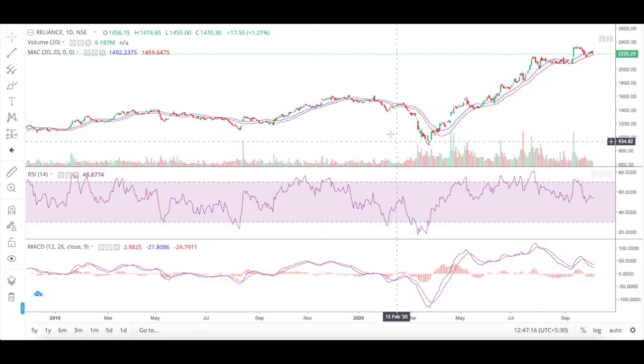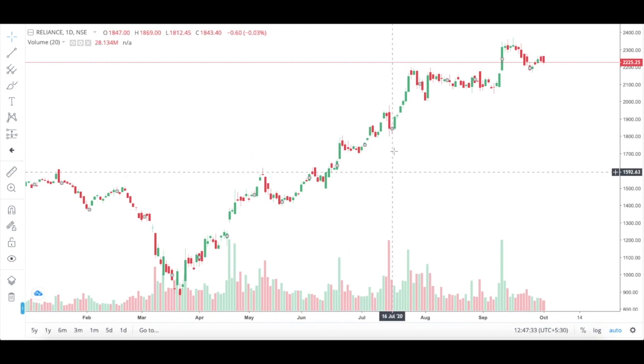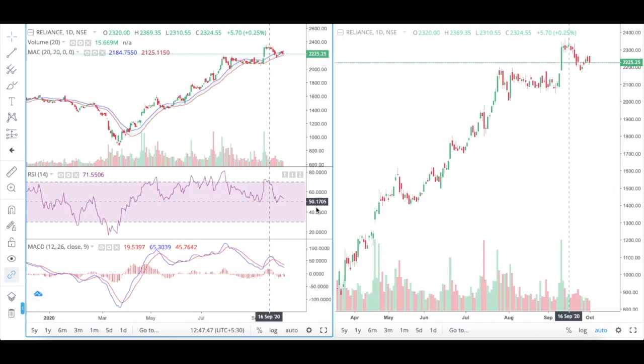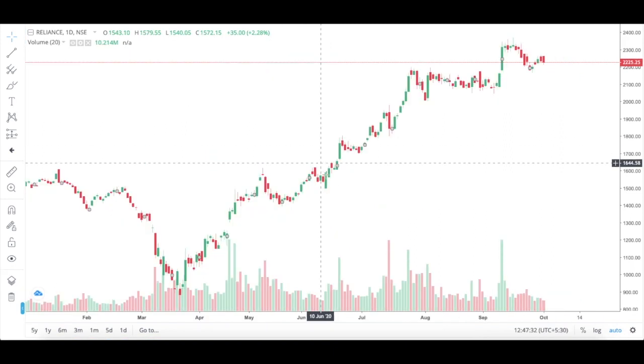This is a chart with indicators, and this is the same chart without any indicators. Can you see the difference? Can you see how clean this chart is? This simple chart has all the necessary information that is required for us to find trading opportunities. By the end of this course, we'll be showing you how to read charts without any indicators and find trading opportunities.